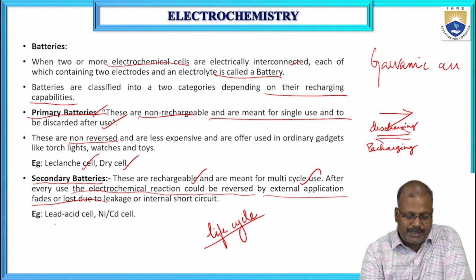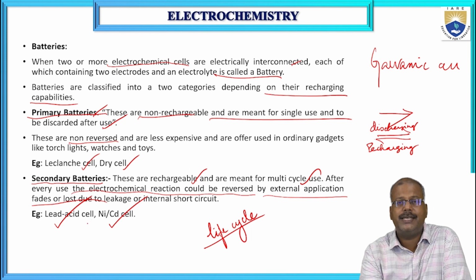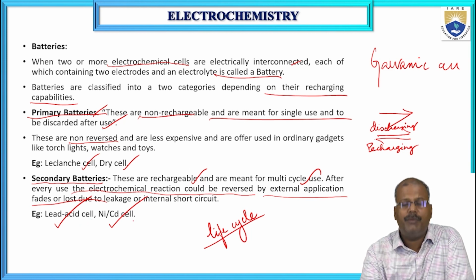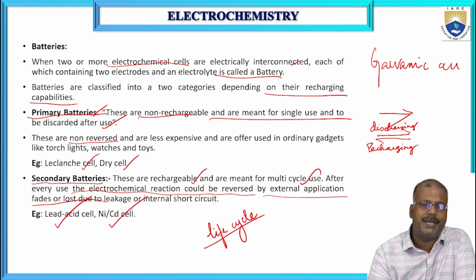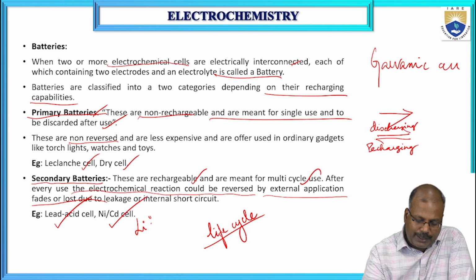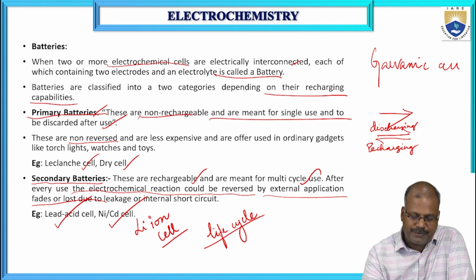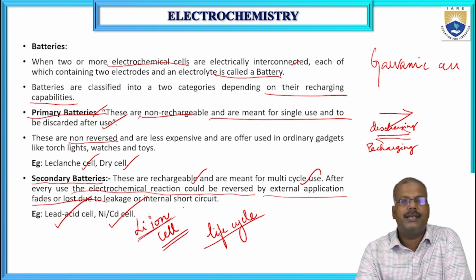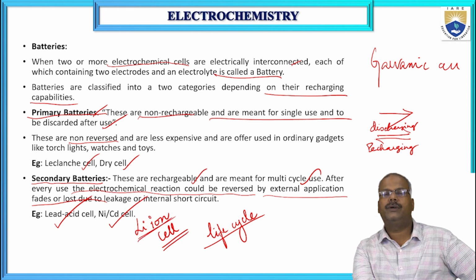Okay. Examples for this: lead acid cell, nickel cadmium batteries or nickel cadmium cell. Even though we say cell, it means battery only. Combination of two or more cells becomes a battery. And we have the lithium ion cell or lithium ion battery, which is very, very important. It has a wide use now, a widespread use.